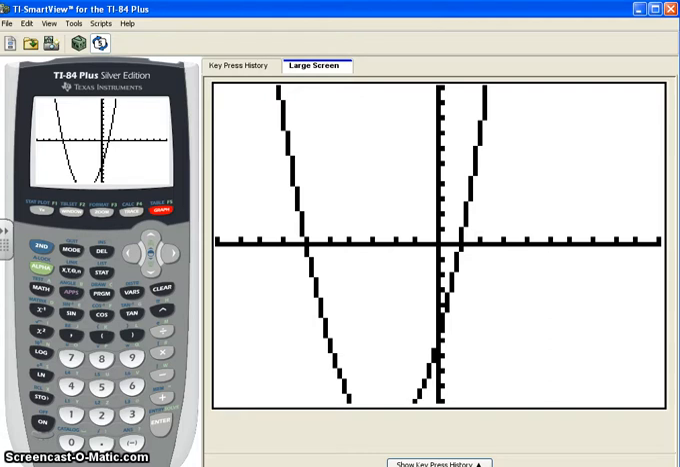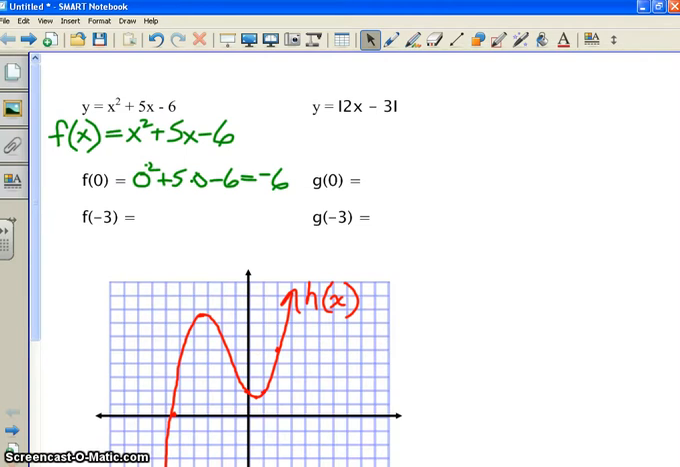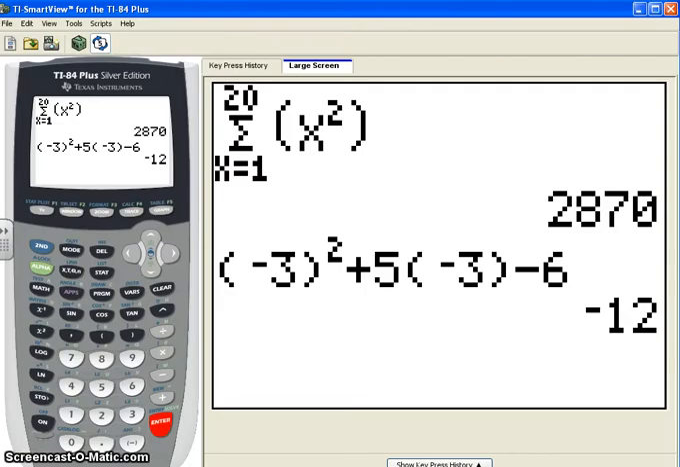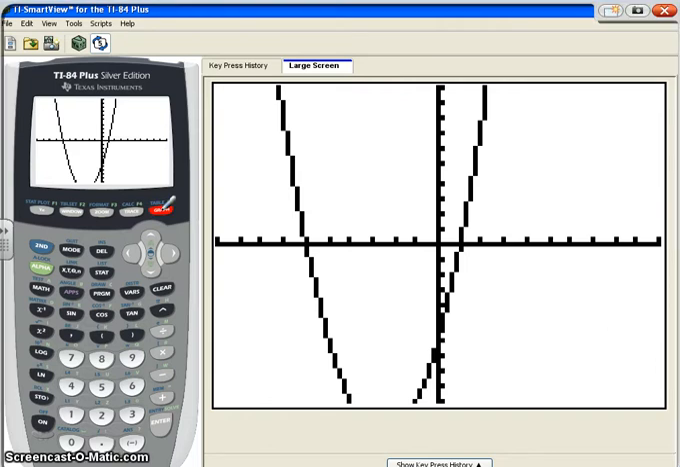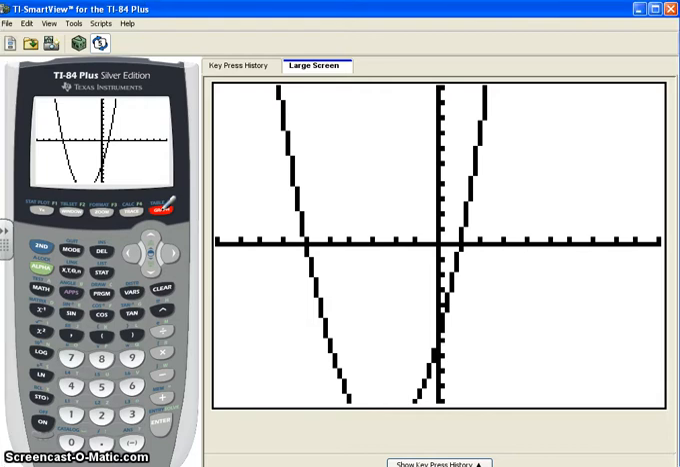Same thing is true for if I want to evaluate f of negative 3. I'm going to plug negative 3 in for x. If I'm doing this on my calculator, I'm going to be using parentheses around my negative 3. So when we plug in negative 3 as our x value, we get negative 12 as our y value, or our output. And then on our graph, when we go to x equals negative 3, the y value is way down at negative 12.